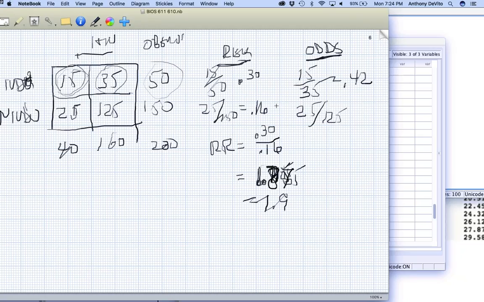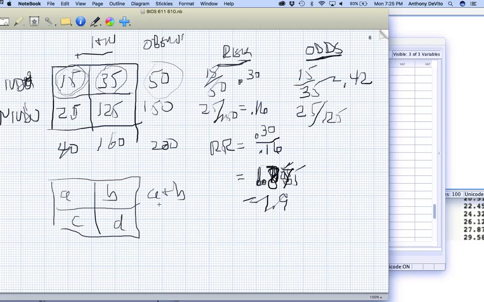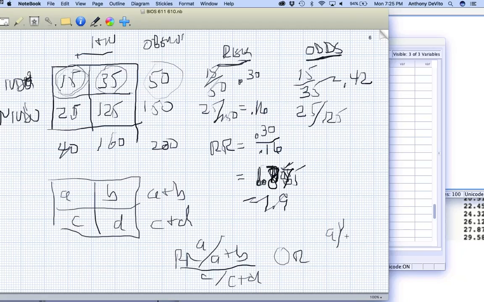Exactly right. So if you look at the notes that I've put up, you'll see in a lot of cases me put in a table A, B, C, D. This is A plus B. This is C plus D. And for risk, I would say A over A plus B, over, for relative risk, C over C plus D. That's my relative risk. For odds ratio, it's going to be A over B divided by C over D. So that's how you would calculate it if you forget about this. But it's just as intuitive to do it this way.